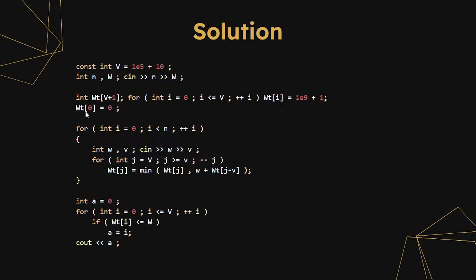So I have simply said that the minimum weight to make value 0 is obviously 0. Then I'm iterating over the values. In a similar fashion, I'm iterating in reverse so that I don't take any value twice. And finally, I will check for all values for which my minimum weight possible is less than or equal to the capacity. I can take that and get the max out of all those, and that is my answer. Okay, so it will be n into n into v, quite straightforward.